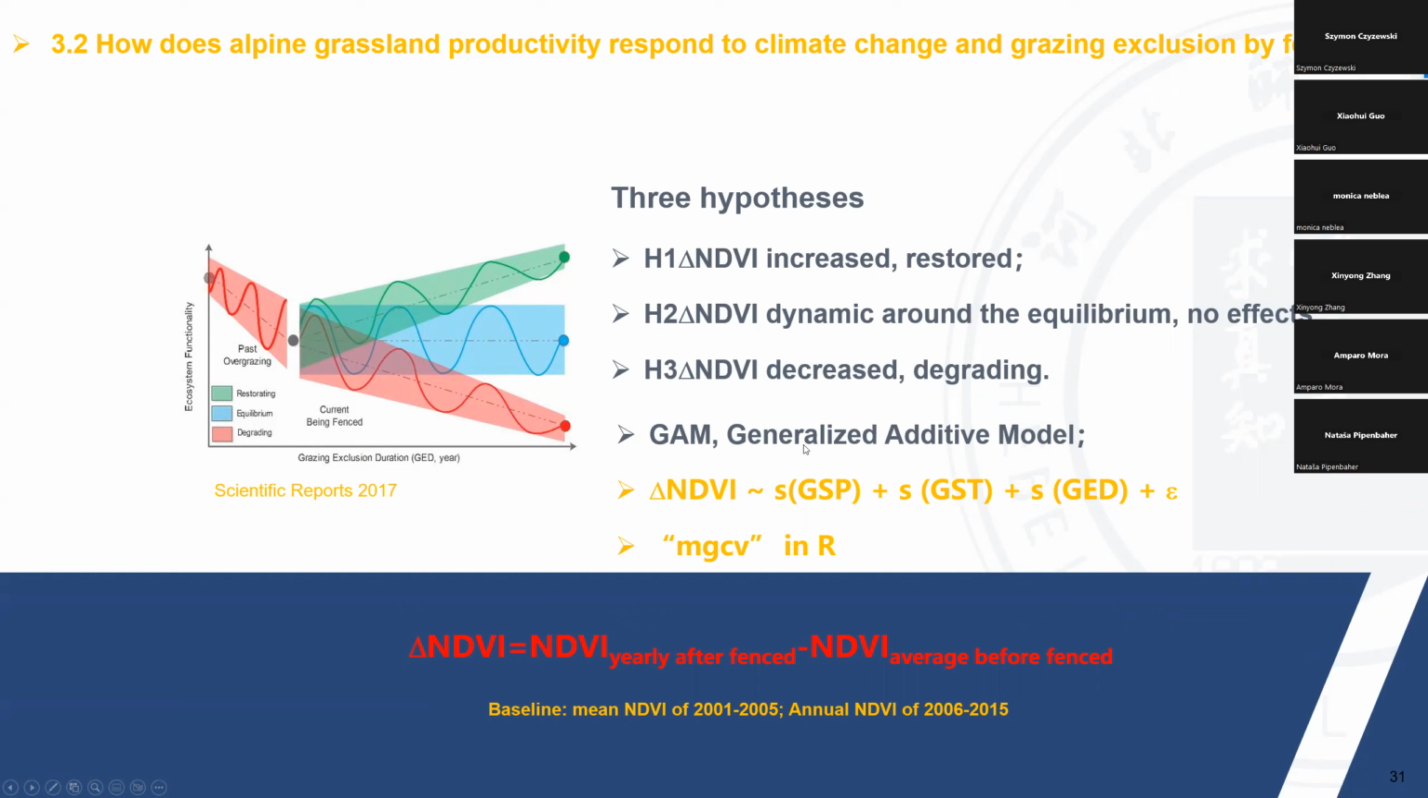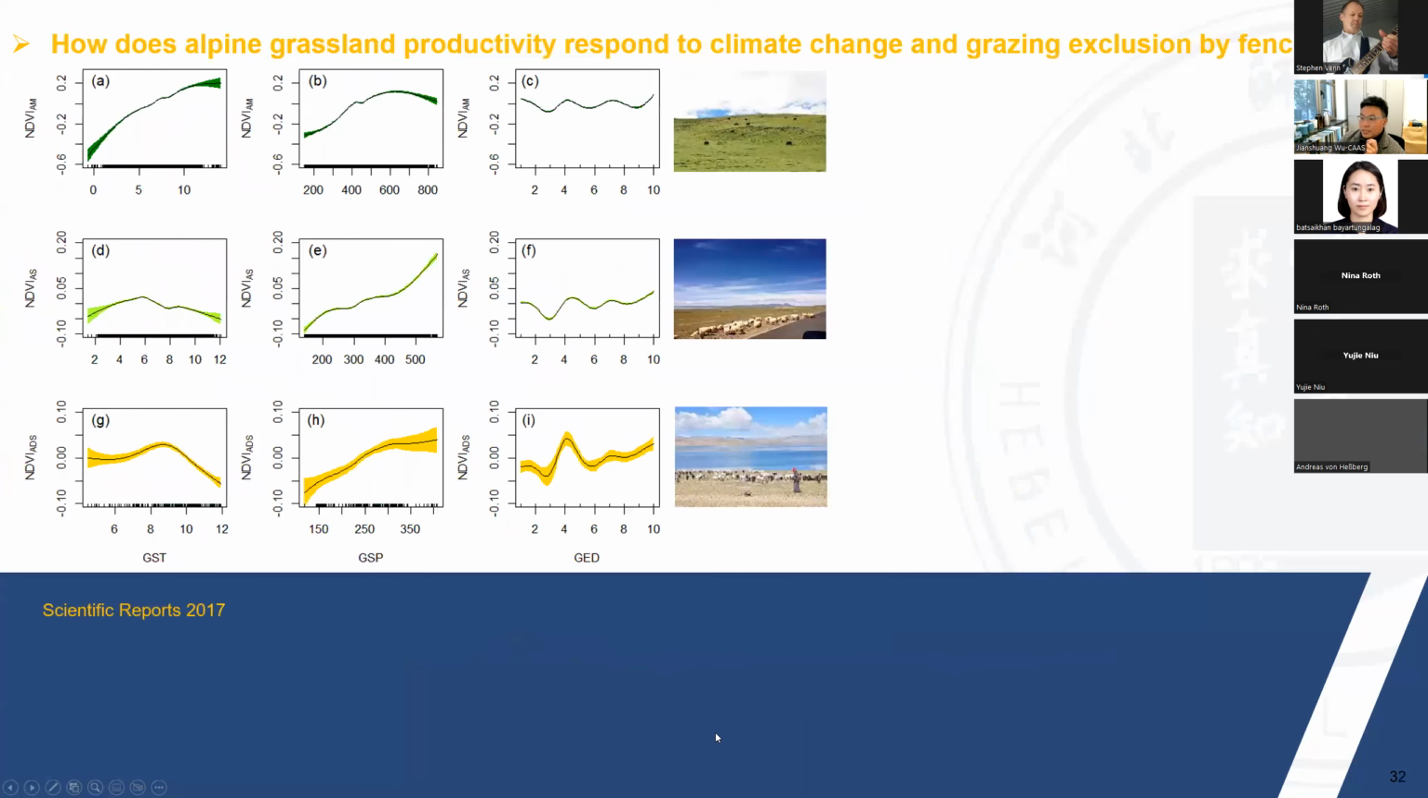So we use the generalized additive model. It allows us to predict nonlinear relationships. So we use precipitation as the covariate, and also the temperature, and also the fencing duration. The FD means fencing duration. So when we use all the fixed effects, we can disentangle the effects of temperature and precipitation and fencing duration.